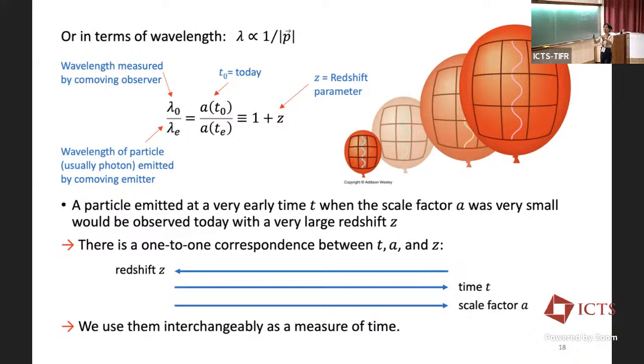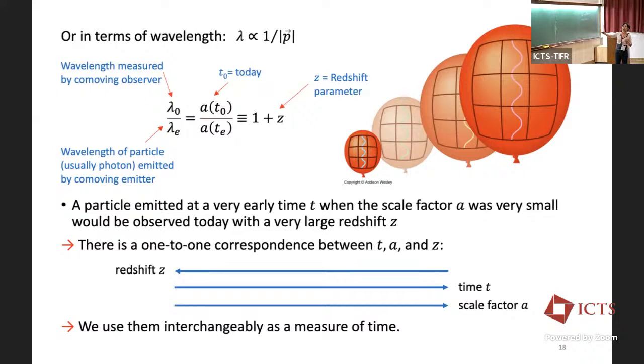Now, imagine that you have something that is emitting a particle, usually a photon. Let's say it's emitted by some co-moving observer at some time t_E, and it has a wavelength lambda_E. So this particle will move through this expanding space, and at some later time, say today, t_0, this particle will be measured by a co-moving observer who would measure a wavelength lambda_0. If I now take the ratio of these two wavelengths, the one that is observed divided by the one that's emitted, then this ratio will essentially go like the scale factor at the observed time divided by the scale factor at the time the particle was emitted. And this ratio is normally parameterized by astronomers using this redshift parameter z.